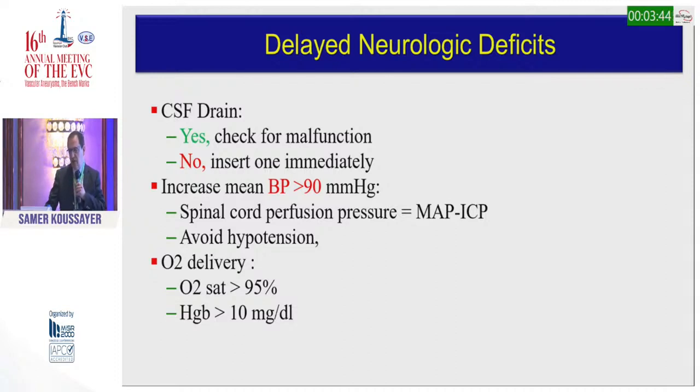neurological deficit. You need to increase the arterial pressure to more than 90. You need to keep good spinal cord perfusion because we know it's equal to mean arterial pressure minus the ICP. You need to avoid hypotension. It's very important to write a new protocol to keep saturation more than 95% and hemoglobin more than 10.